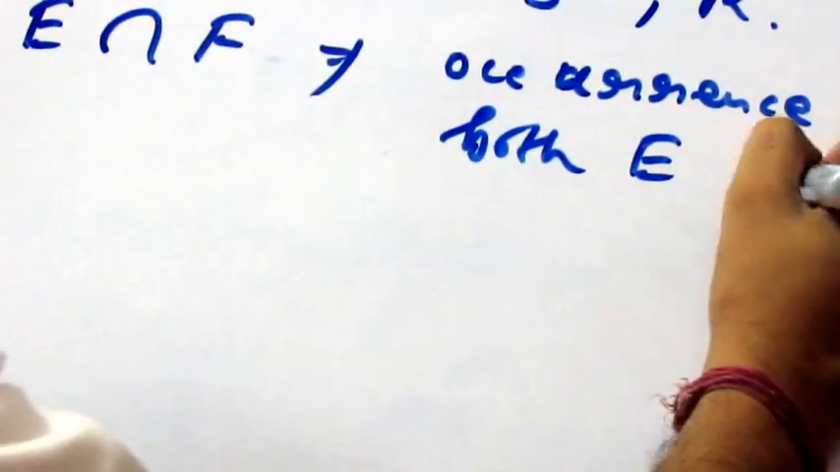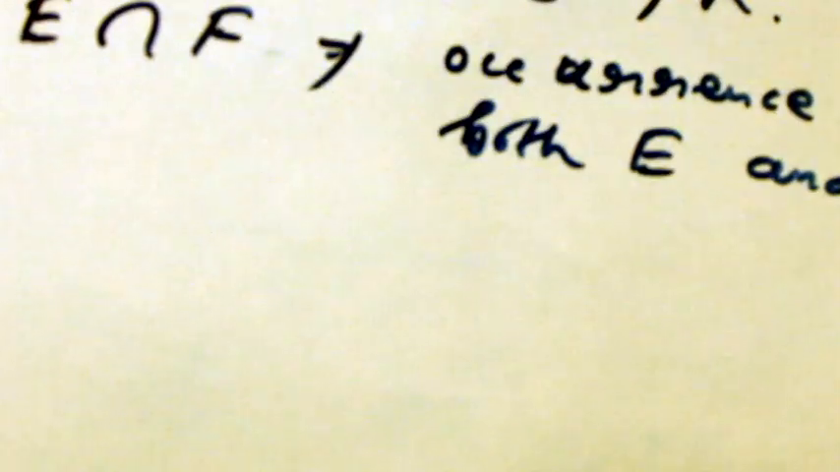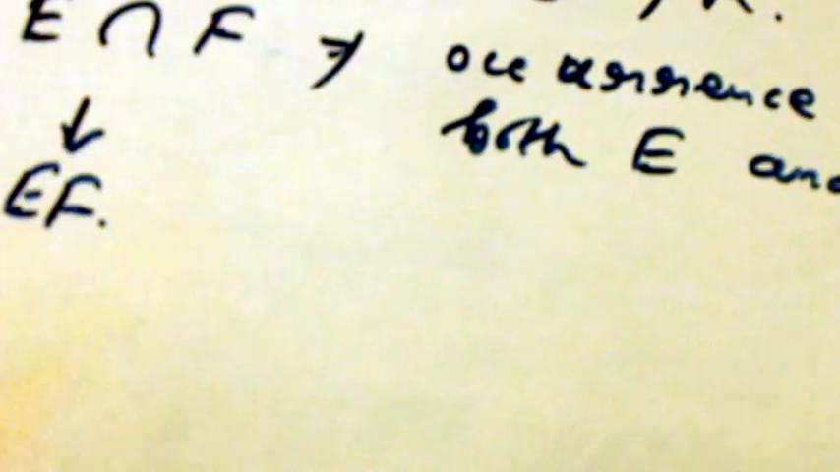Then it is obvious that E intersection F implies the occurrence of both E and F. In other words, E intersection F denotes the simultaneous occurrence of the events E and F. By the way, we can also write E intersection F as EF, only EF. It is not required to put the intersection sign always.